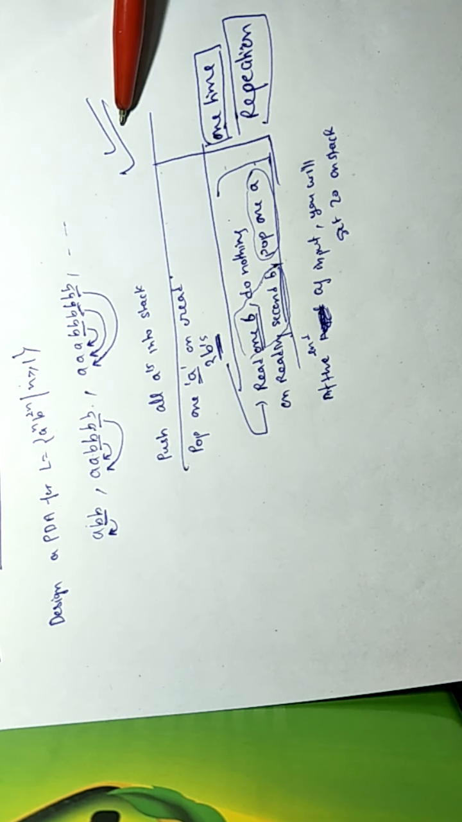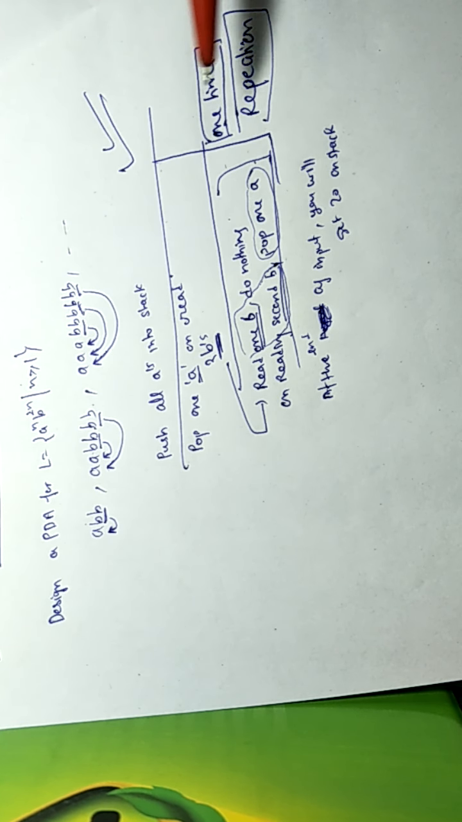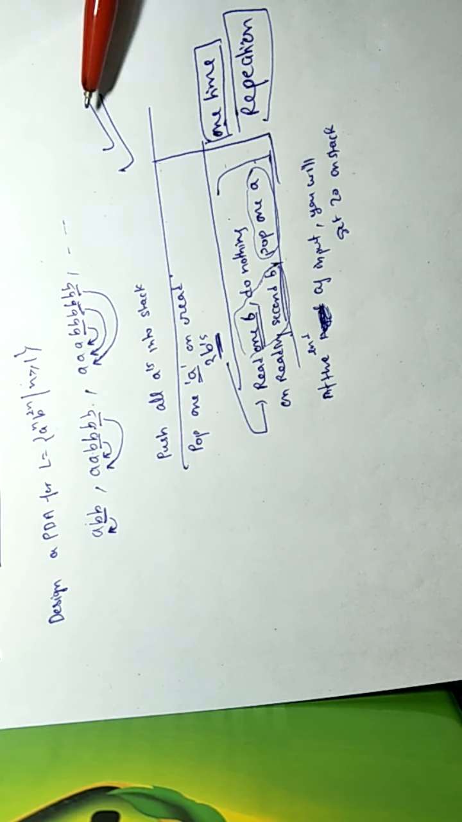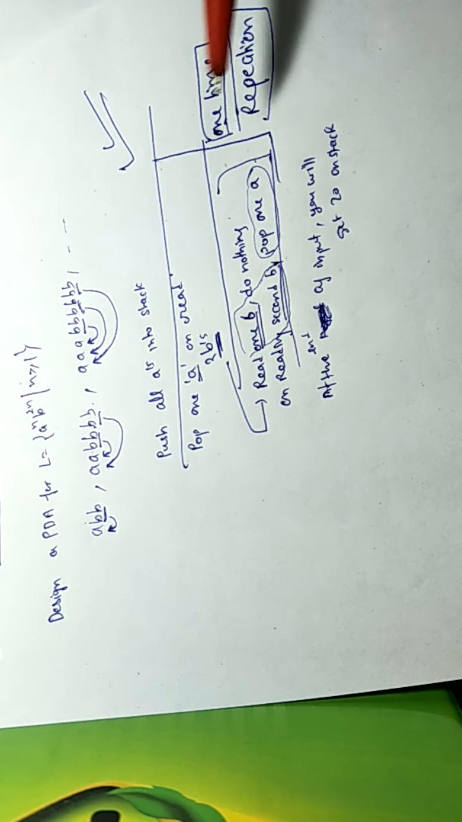We push all a's, then we read the first b and move to Q1. This ensures that we read a b, so n is greater than or equal to 1, and we do not read a's once we read a b. Similarly here we push all a's, then we read 2 b's and pop 1 a, then we repeat the same procedure. So the PDA will be designed as follows.